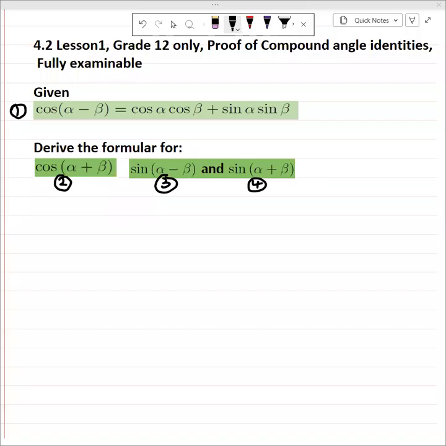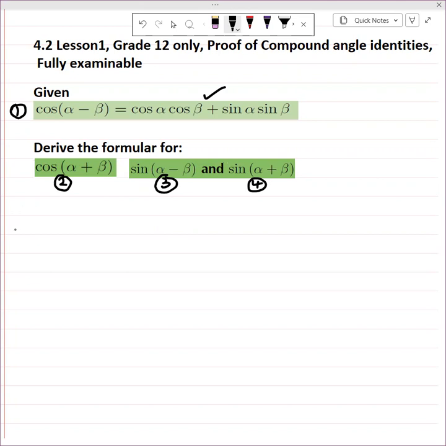In this lesson, we're going to be looking at grade 12 compound angle identities, which are fully examinable. The first proof of the compound angle identity is not required because it's already given. It's always going to be given, this one. So you don't need to know how to prove the one of cos alpha minus beta. But the remaining three, you need to know how to prove them, right? I'm going to show you how to prove each and every one of them.